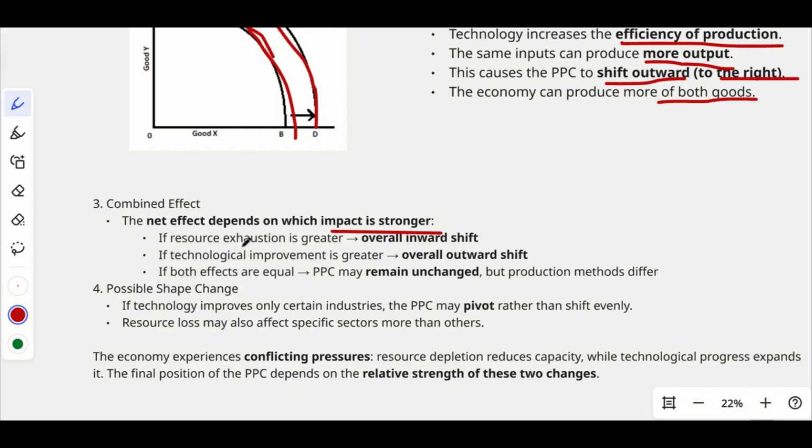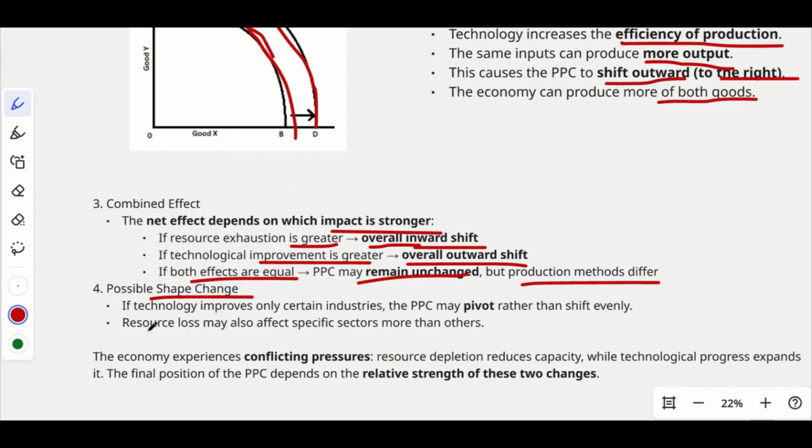So if resource exhaustion is greater, the overall curve will shift inward, right? If the negative impact is greater, it will shift inward. And if technological improvement is greater, an overall outward shift will be there. So if the exhaustion of resources is greater than technological improvement, the curve will shift inward, and if the technological improvement is greater than the exhaustion of resources, it will shift outward. And at the same time, if both are equal, what will happen? The PPC will remain unchanged, but the production methods differ. So this is how you can easily explain with the combined effect.